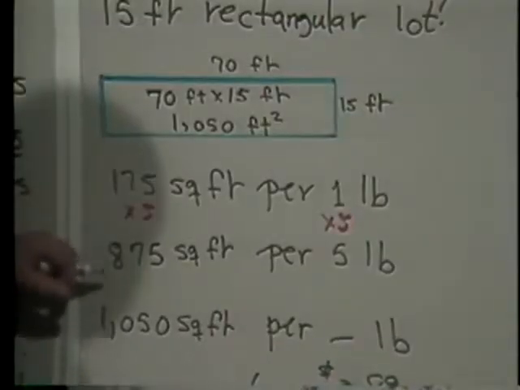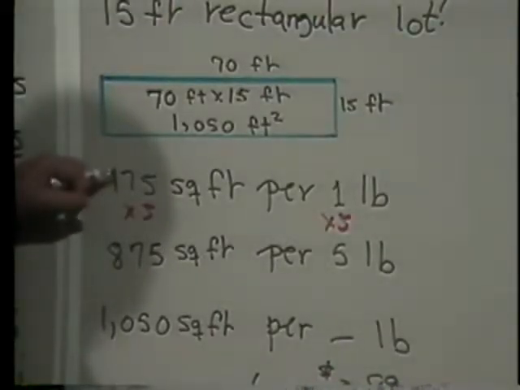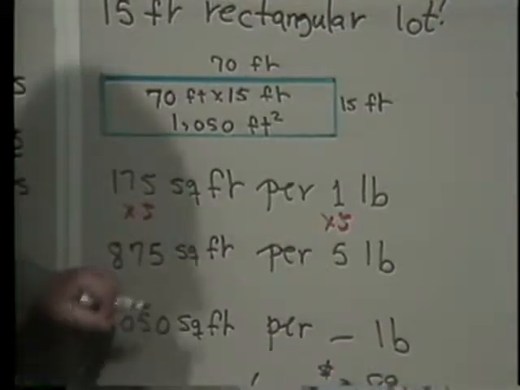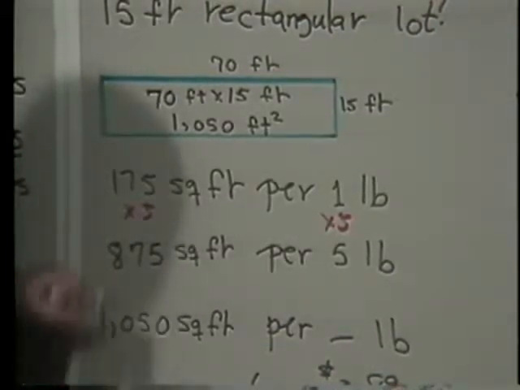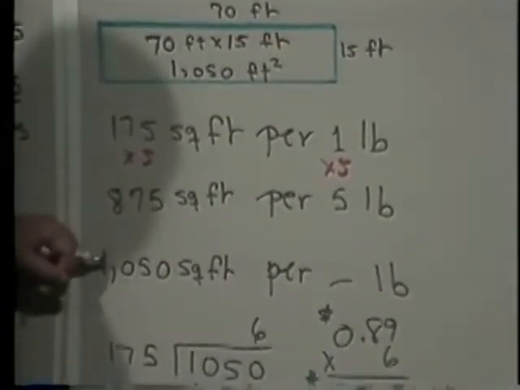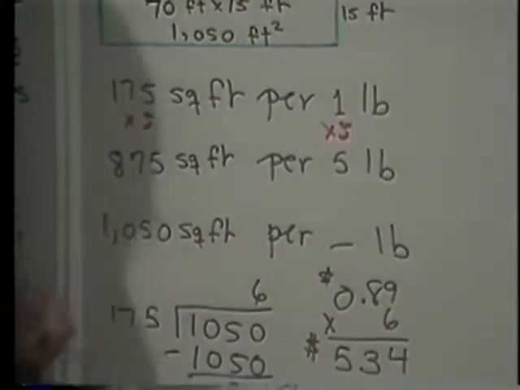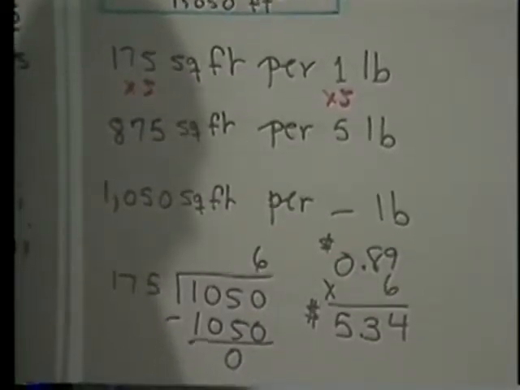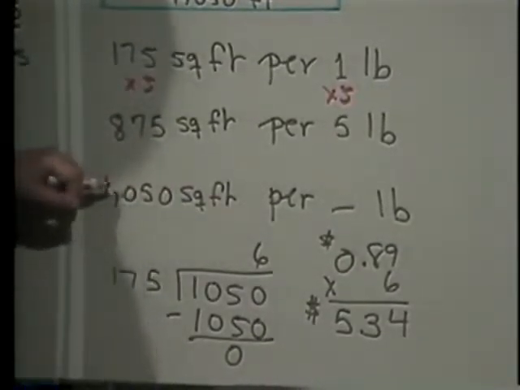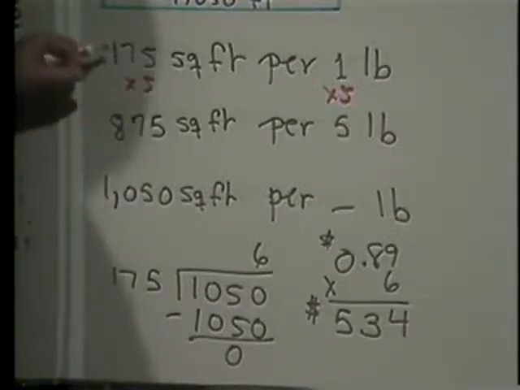Okay, now the faster way of doing this is to say, okay, I'm counting by 175s. What multiple of 175 is 1,050? See, 875 was the 5th multiple of 175. What multiple of 175 is 1,050? That sounds like a multiplication problem. Hopefully by this time you recognize it as a division problem. I'm going to take 1,050 and divide that by 175.